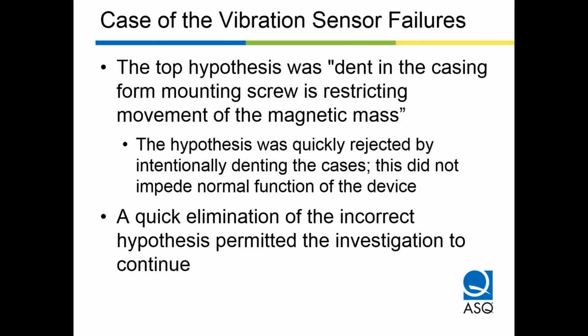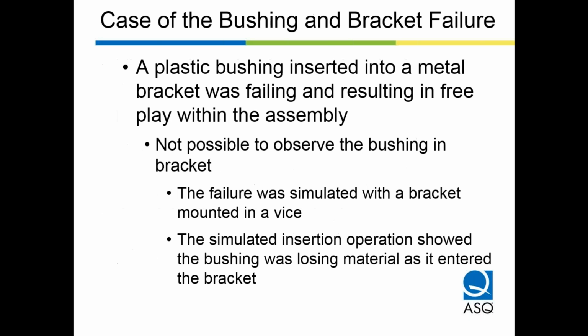Next situation. I've mentioned quality tools earlier, Ishikawa diagrams, calipers, hammers, that's where this comes into it. Vibration sensors were being returned from the customer. These are metallic cylinders with a magnetic mass inside that moves and generates a signal. The problem was there was no signal coming out of some. Best hypothesis I had after looking at the parts was a dent in the casing from the mounting screw restricting movement of the magnetic mass, because they all had a small dent from the mounting screw.